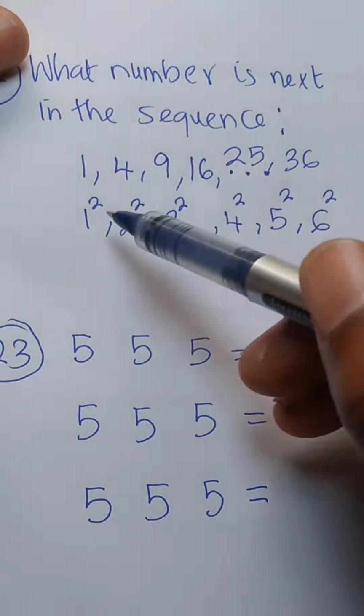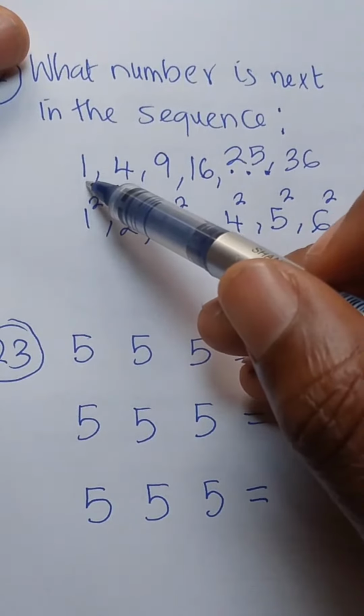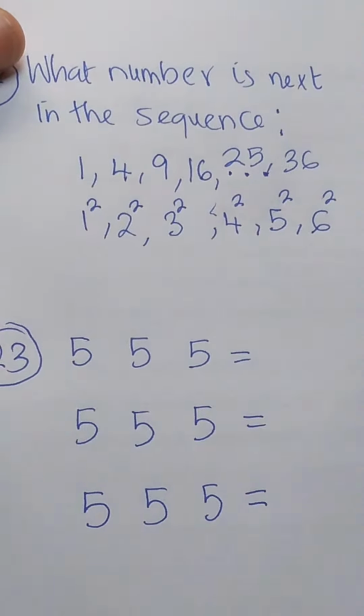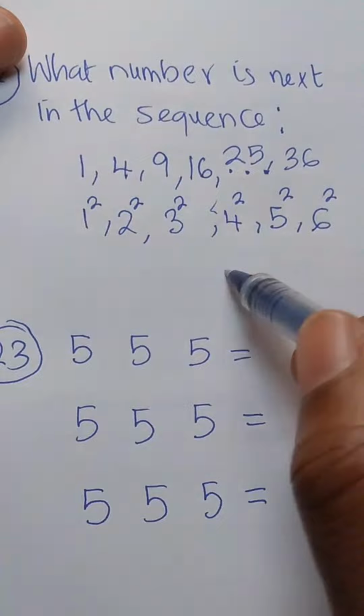So it's just squares. Look at it. 1 square is 1. 2 square is 4. We are just squaring numbers. That is it. That is how easy it is. So that's the solution to this.